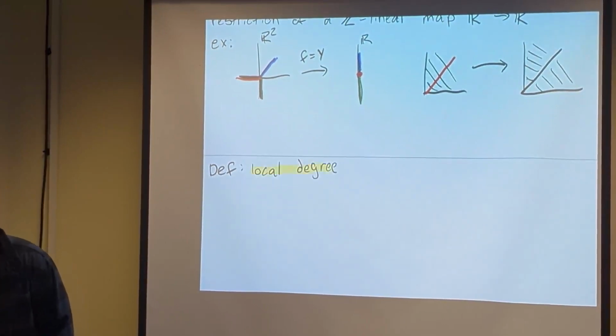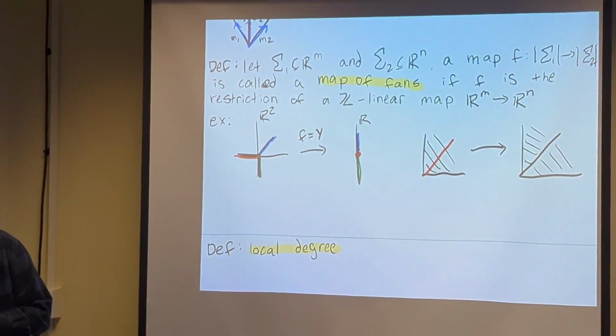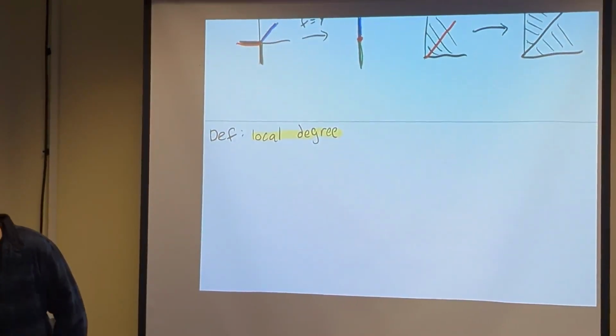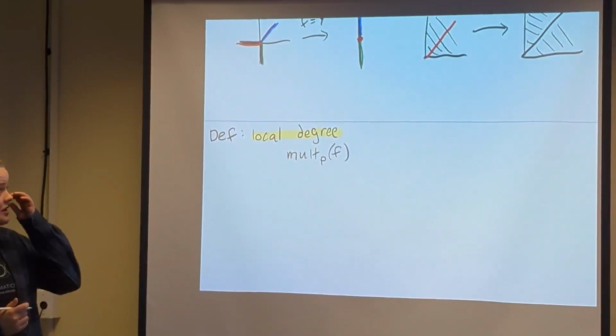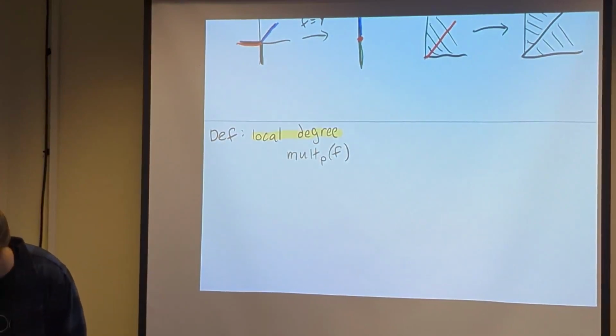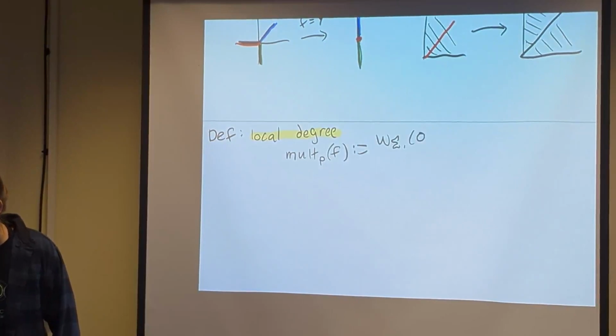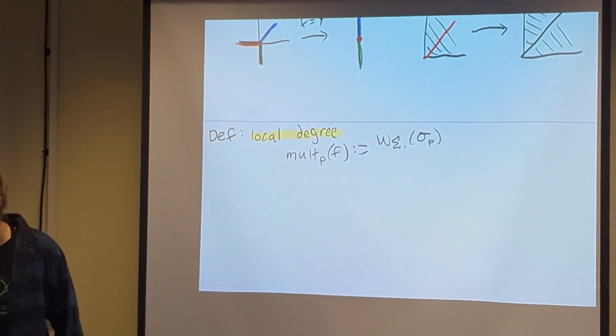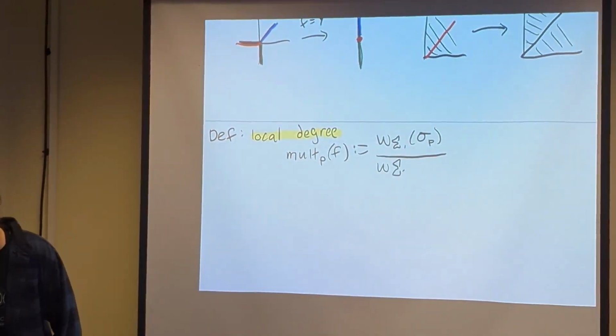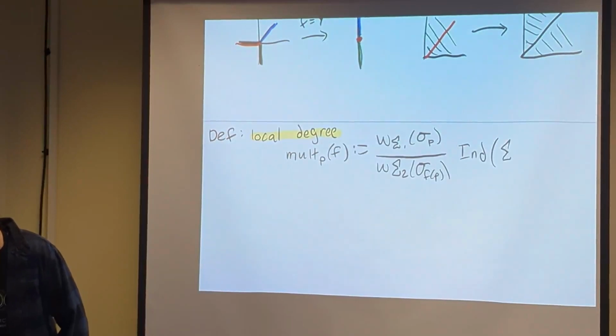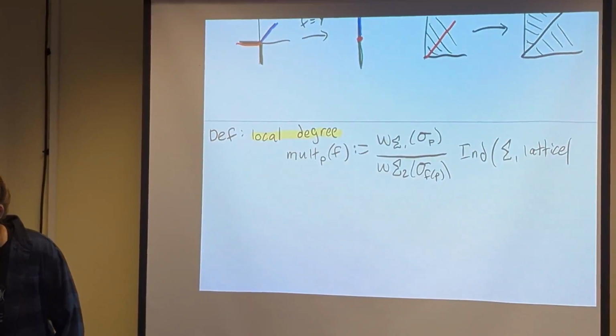Okay, so the local degree, given a map like above, from sigma 1 to sigma 2, this map of fans, is denoted the multiplicity of P of F, where P is a point in our sigma 1. It is defined as the weight of sigma 1 for the cone that P is in, divided by the weight of sigma 2 for the cone that the image of P is in, multiplied by the lattice index between the sigma 1 lattice and the sigma 2 lattice.